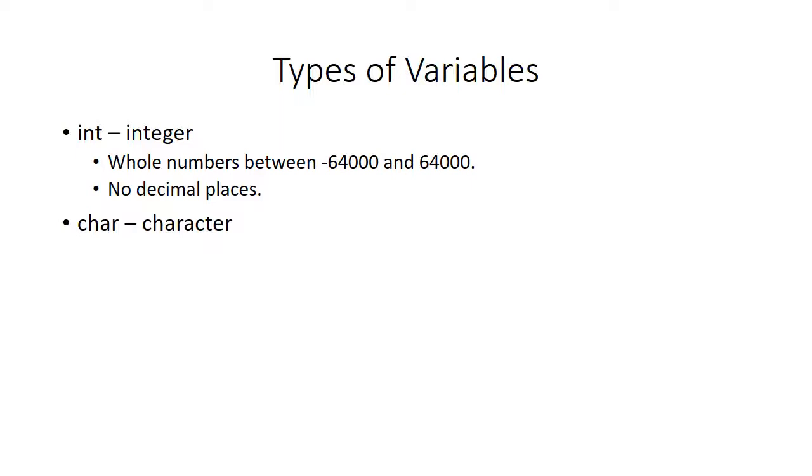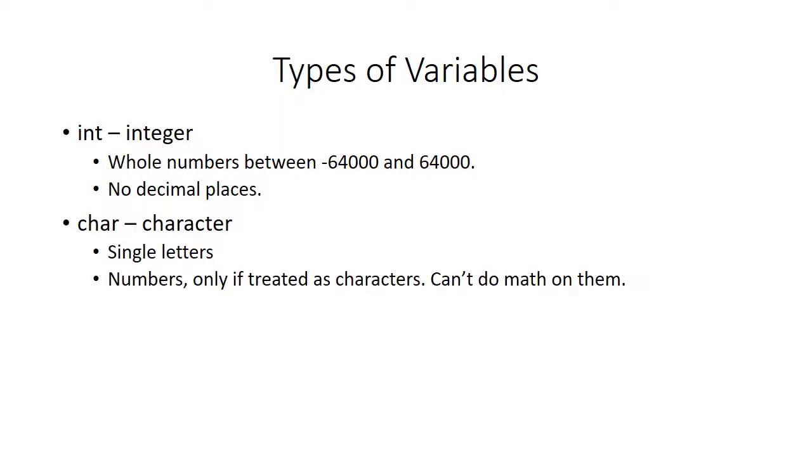We have character, which is a letter, a single letter, or it could be a number, but it will be treated as a character. If you declare a character and assign a 4 to it, you can't add that character to another character. Float is decimal places. Float will allow you to add and subtract and multiply and divide large decimal place numbers, because if you divide integers, it will round, and that's not very useful.